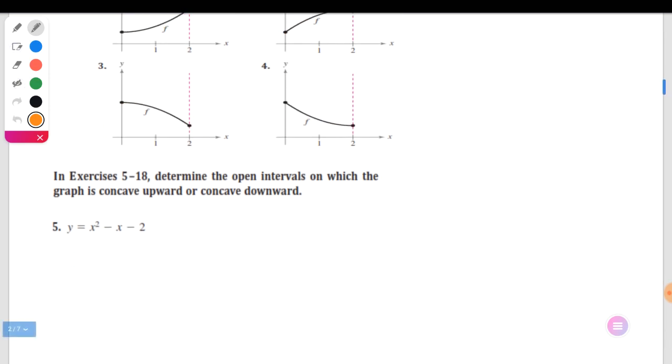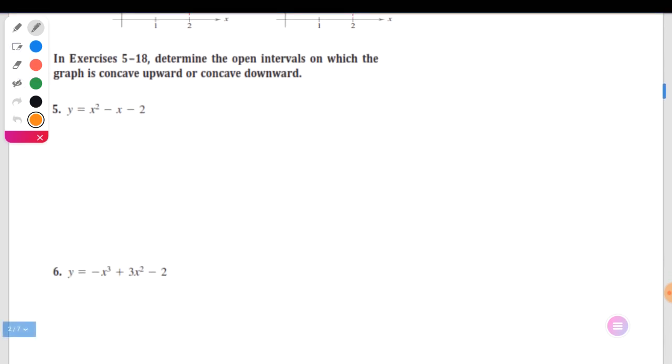Now, in exercises 5 to 18, determine the open interval in which the graph is concave upward or downward. If you talk about concavity, please focus with me. We will use the second derivative. If the second derivative is greater than 0, concave upward. Less than 0, concave downward.